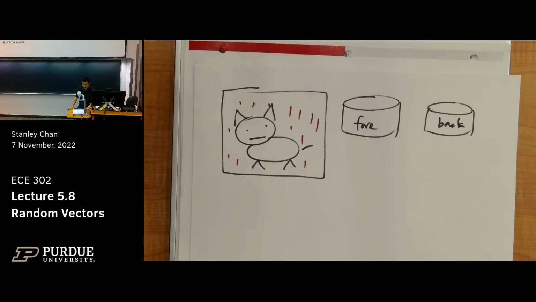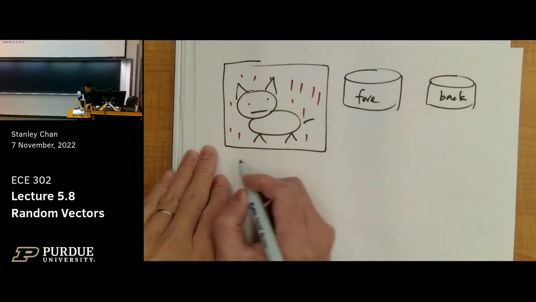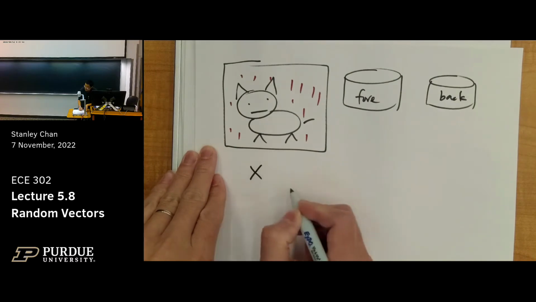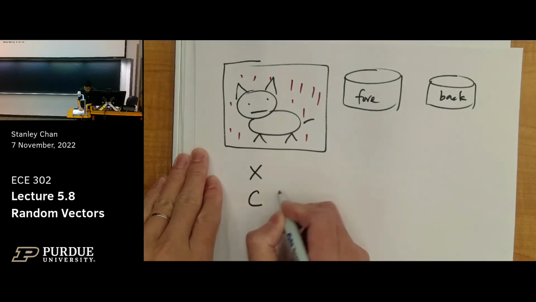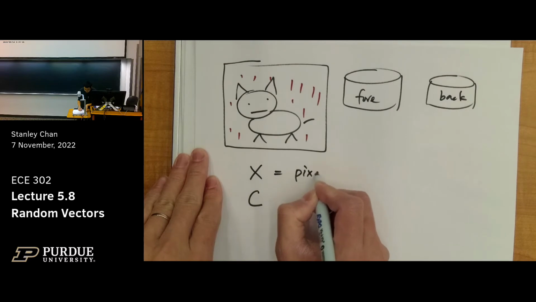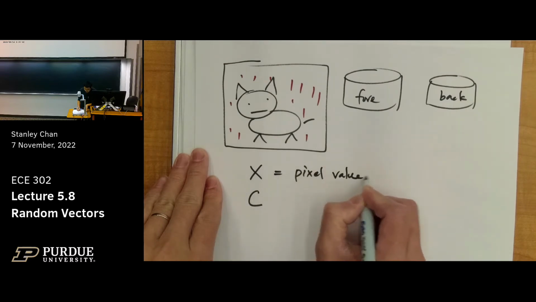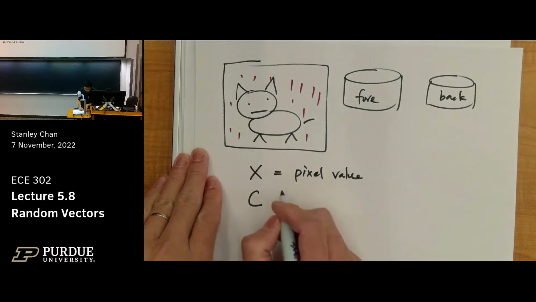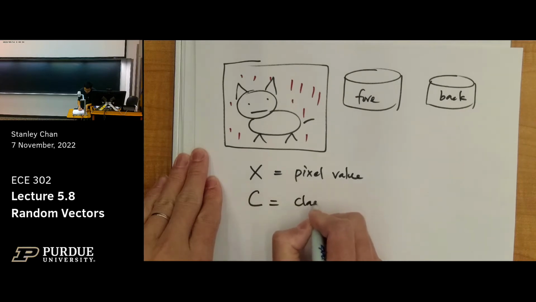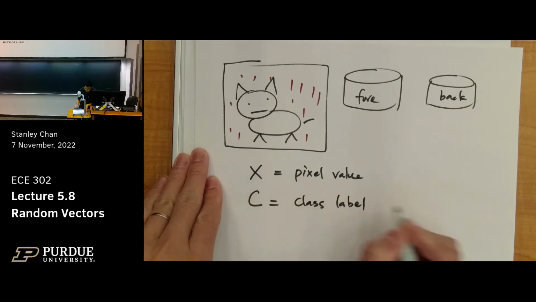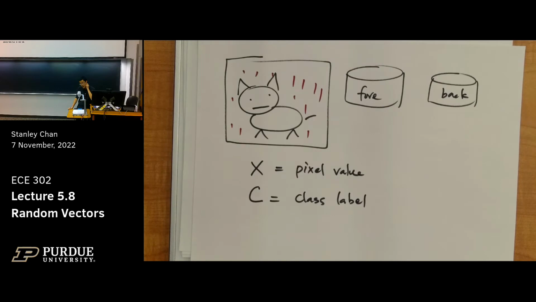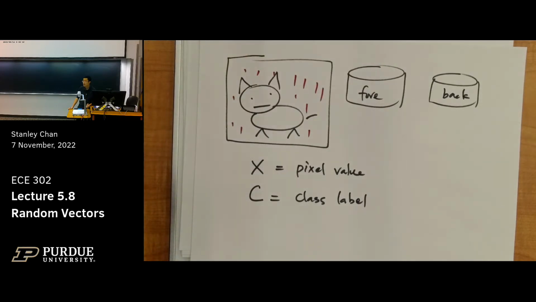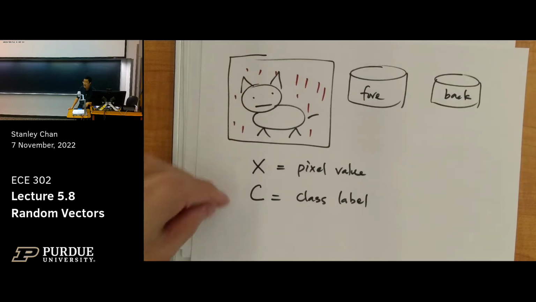So there are 2 things that I'm going to define. One is X, the other one is C. This is a pixel value. I'm going to change this a little bit later on. Okay, this is the class label. So you can imagine that you have many pixels in this image. So these are all random variables. And then for each random variable, there's a class.